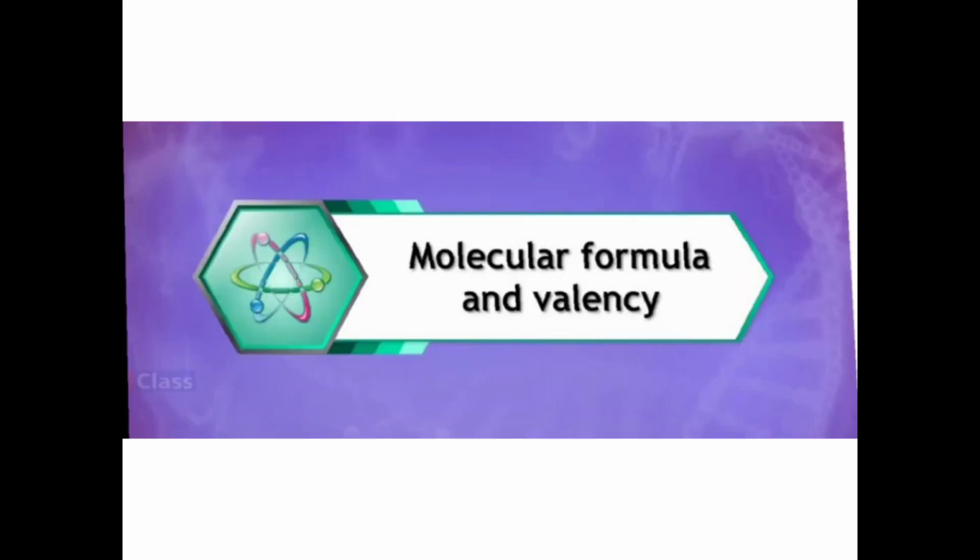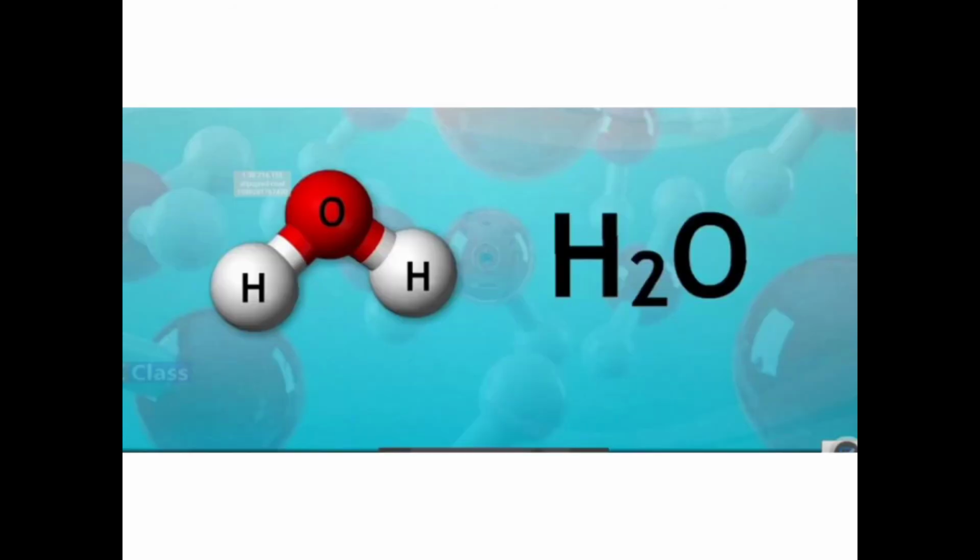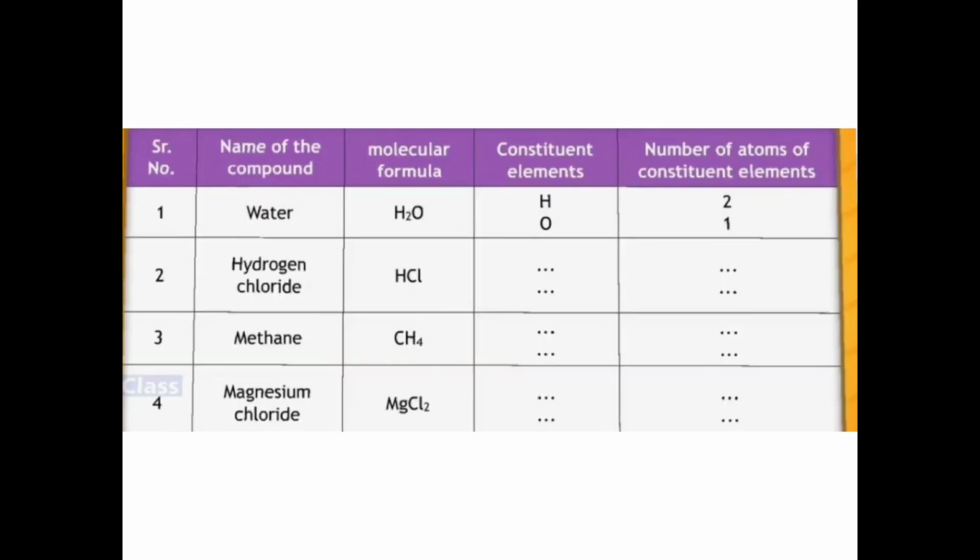So we'll go ahead with the molecular formula and the valency. Here we have seen the example of H2O, where we have compulsorily 2 hydrogen atoms combining with 1 oxygen atom. Nothing extra, 2:1. So here I have the chart in front of you. The molecular formulas of some compounds are given and you are supposed to find out whatever gaps are there, and that we are going to find out.